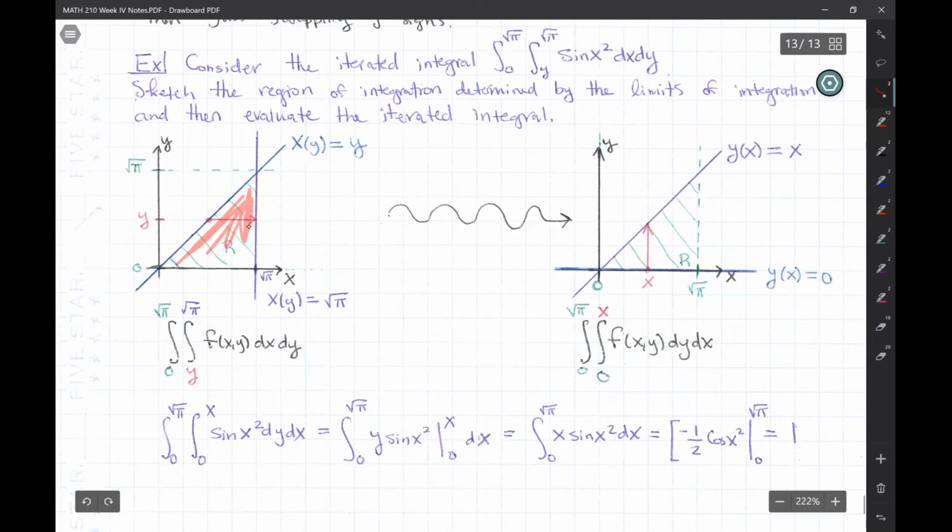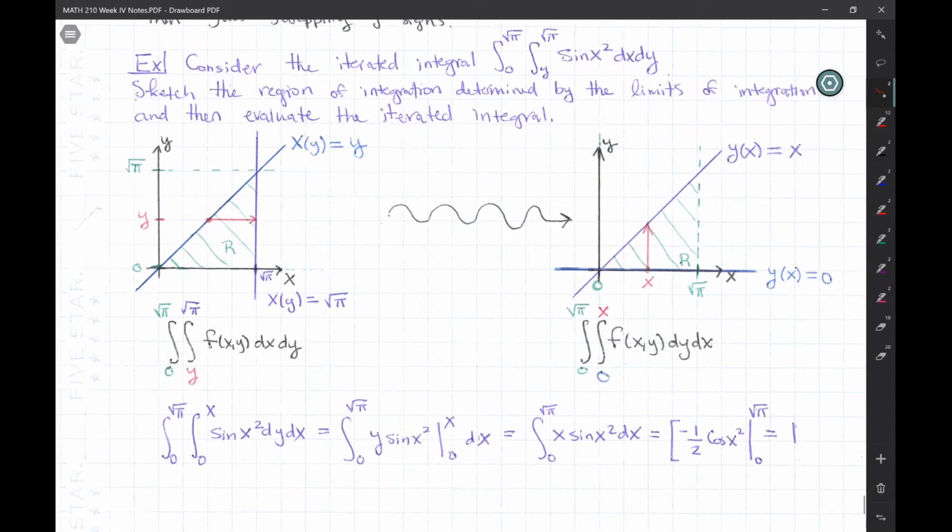It looks like this right here, okay? So we move along here from that first integral. You figure out that we've got to move along from this line to that line, and the second integral tells you to do that for y equals 0 to y equals square root of pi. And again, that's going to make sine x squared very difficult to compute this way. So let's try to switch the order of integration.